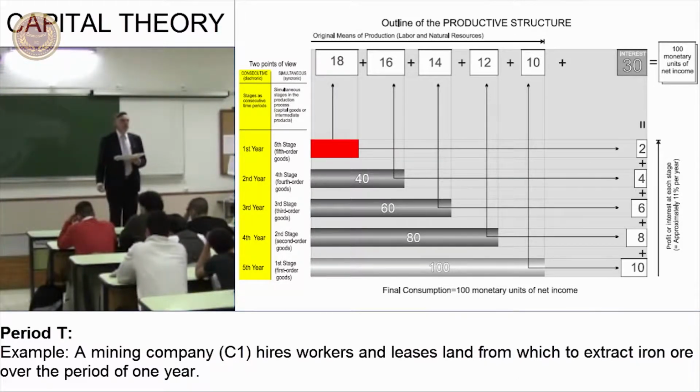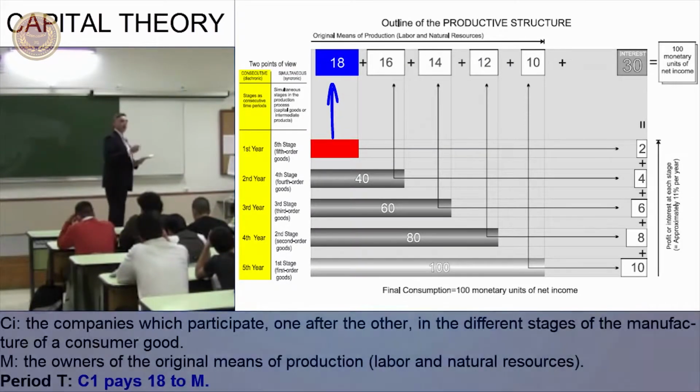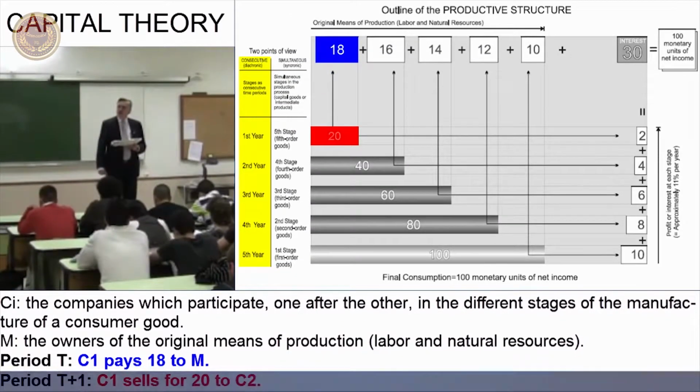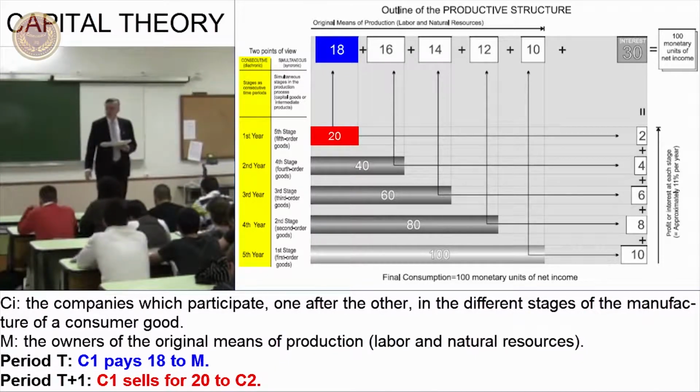They must pay their workers, and that is what the arrow pointing up to 18 indicates. The companies pay 18 monetary units to workers and owners of the original means of production. For example, they pay rent on plots of land where mines are located. Then, the companies sell the iron ore for 20 units. This is what this initial stage reflects.